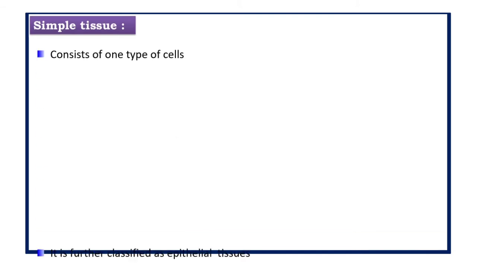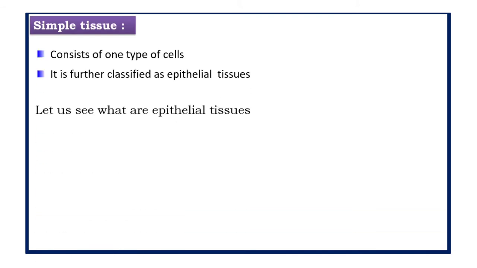Simple epithelial tissue consists of one type of cell. The simple tissue, you can say, is just one kind of cell, and then it is further classified as epithelial tissue. So let us see what these epithelial tissues are one by one.